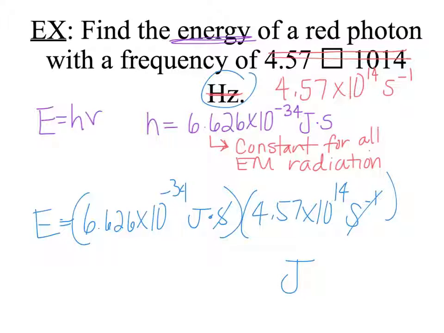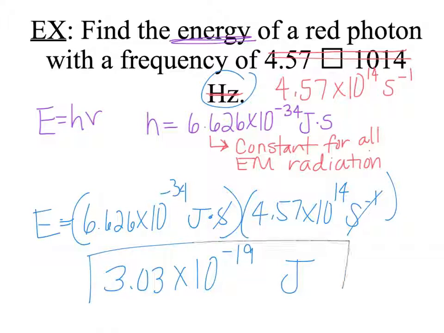And the correct answer should be 3.03 times 10 to the negative 19 joules. And we're going to double check our significant figures. Our frequency was measured in 3 sig figs, so our answer also needs to be measured in 3. Remember, we never let a constant value dictate our significant figures. So we kind of ignore the h as far as determining significant figures.